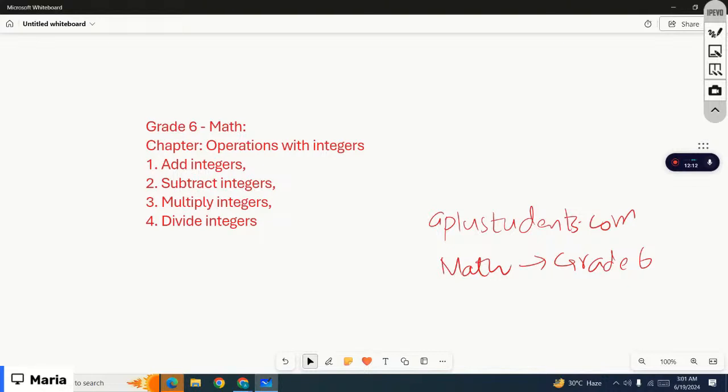The lessons we're going to cover today are add integers, subtract integers, multiply integers, and divide integers, right? So please make sure before the next session you complete all the practice questions for the lessons. Please make sure you have your notebook and pencil so that you can note down the important examples and definitions as well, right?